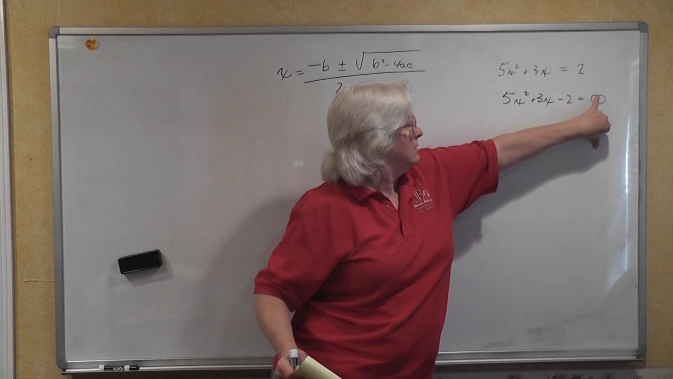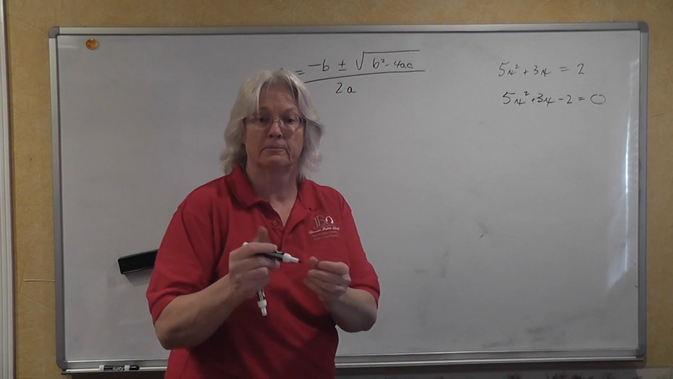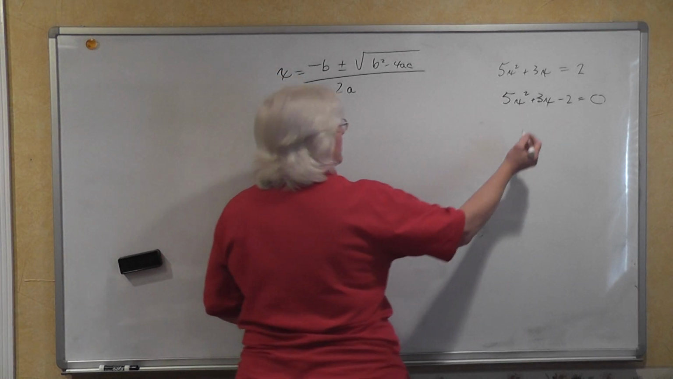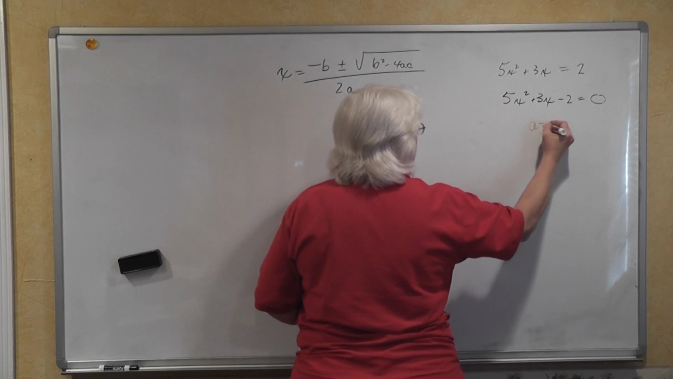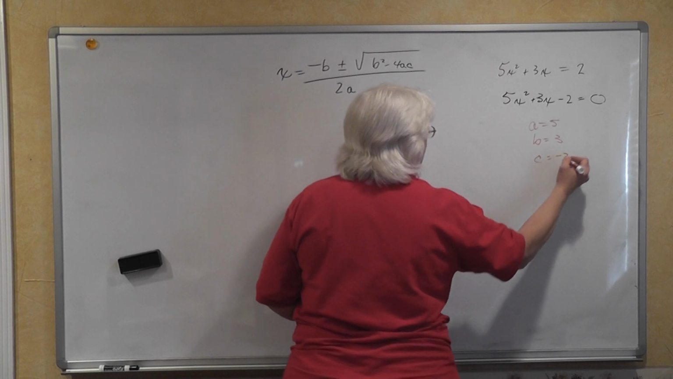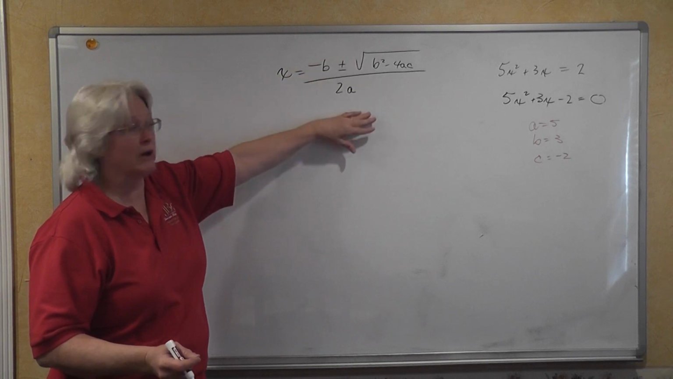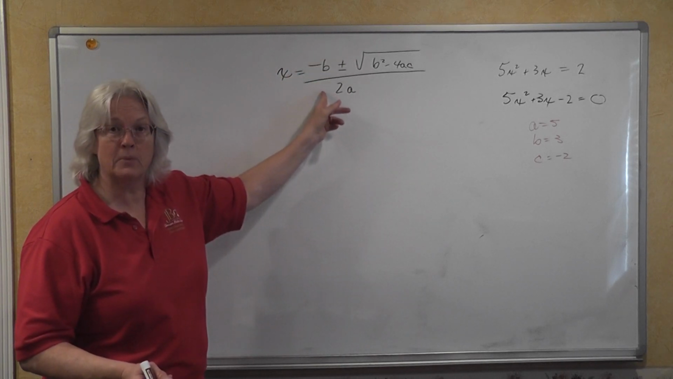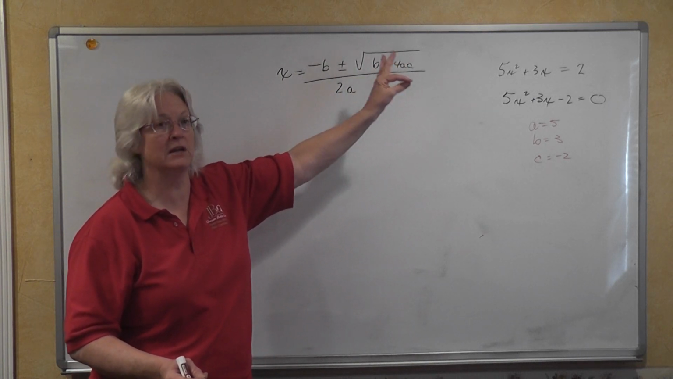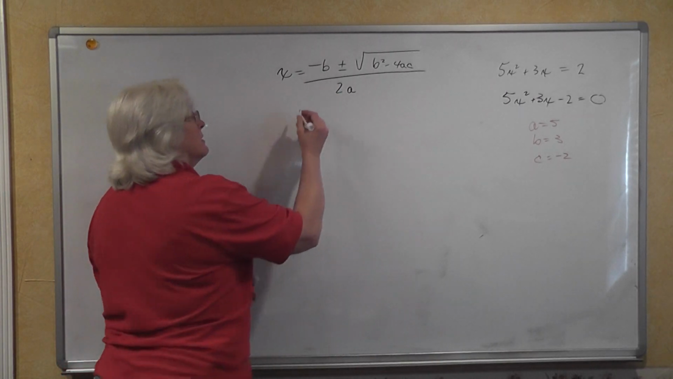Now, once again, we're going to identify what we're going to substitute. We have that A is equal to 5, B is equal to 3, C is equal to a negative 2. We've written down, or you're writing down on your paper, the quadratic formula. X is equal to the opposite of B plus or minus the square root of B squared minus 4 times A times C. Every bit of that is divided by 2A.